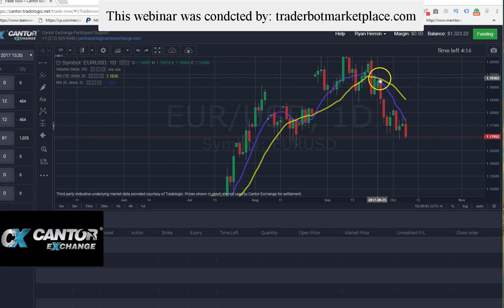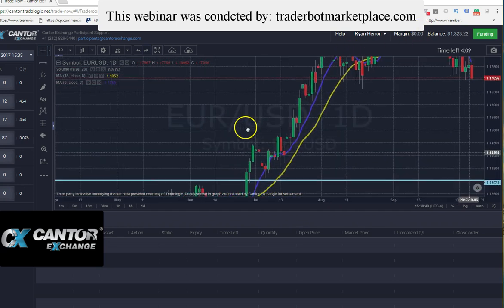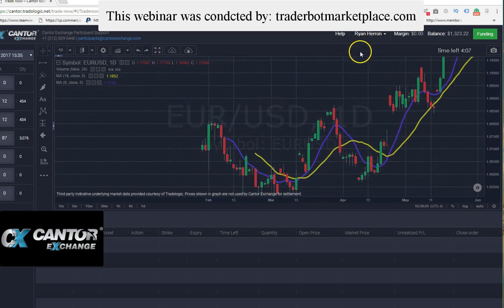Like here, it's across to the downside. Here, it's across to the upside. Here, it's across to the downside. And you can go back through here and look at all these, but that's not the only way that you can gauge a trend, and you don't want to take a trade on that alone.